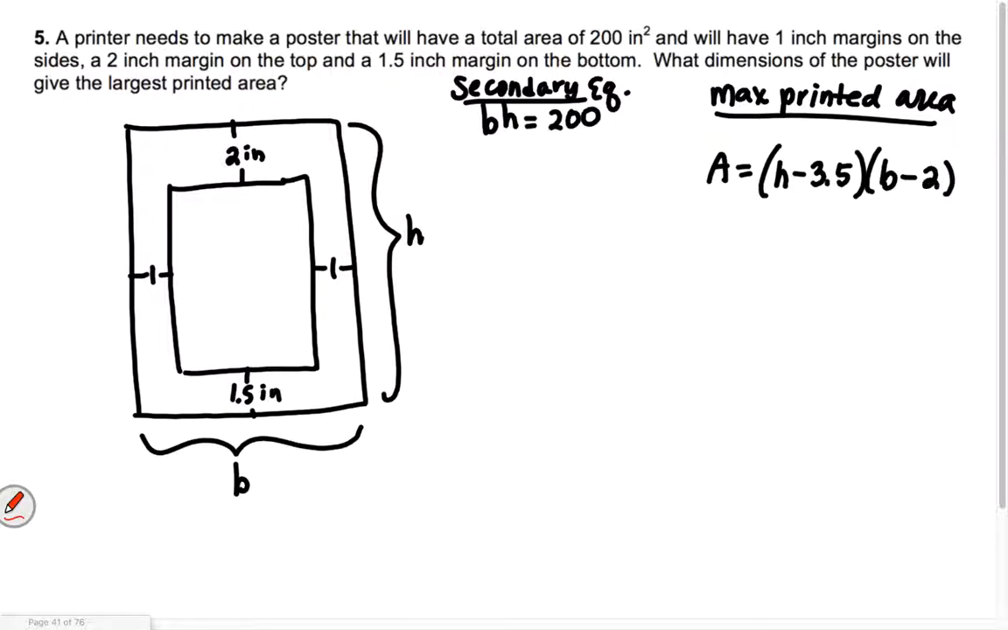So he's saying that if we had B going all the way across there, then this distance is going to be B minus, and we subtracted 1 and 1 from each side, right? So B minus 2. And he said if this whole thing is H, then this part's going to be h minus 2 from the top, 1.5 from the bottom, so minus 3.5. Make sense? So the printed area then is going to be b minus 2 times h minus 3.5.